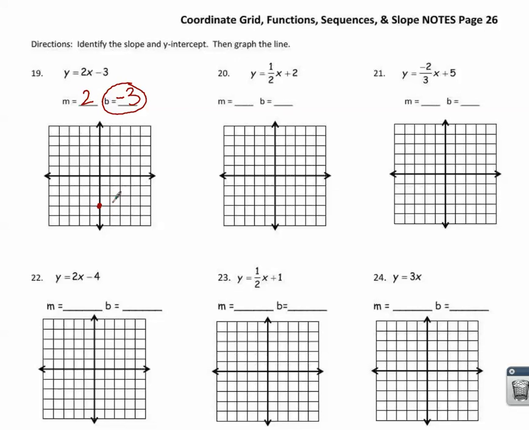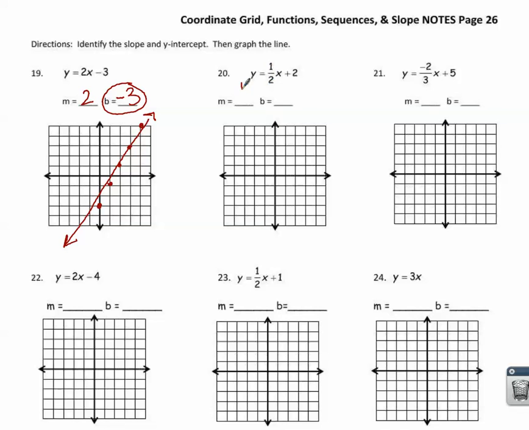Now my slope is 2, or in other words, 2 over 1. So I'm going to rise 2, run 1. Rise 2, run 1. Draw your line and your arrows. Let's try a second example.